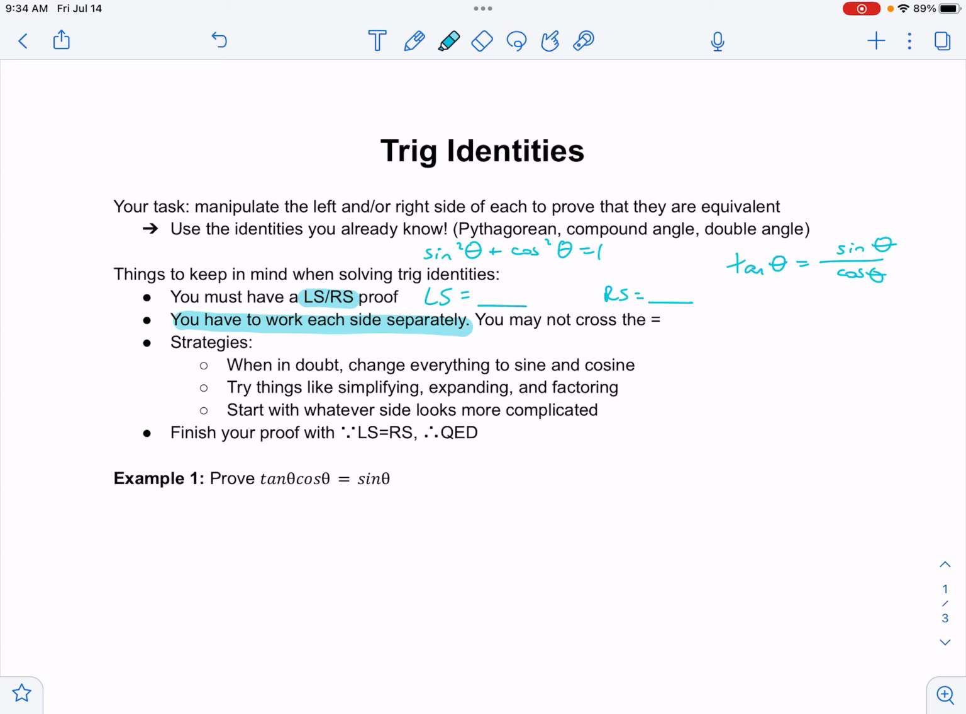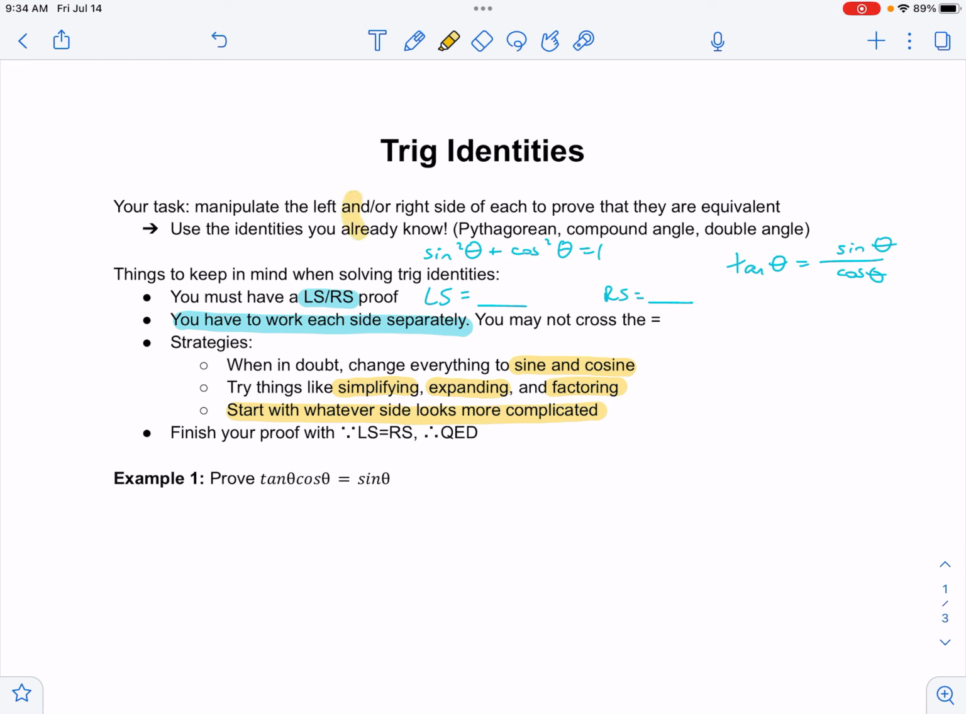A couple of key strategies here. When in doubt, you want to change everything to sine and cosine. It just makes it a little bit easier if you get rid of tans, if you get rid of secants and cosecants and stuff. You also want to try everything. Can you simplify? Can you expand? Can you factor? Can you do anything here? Like, help yourself out. Just try. Okay? And my advice to you is to start with whichever side looks more complicated and then somehow get it to match with the side that is less complicated.